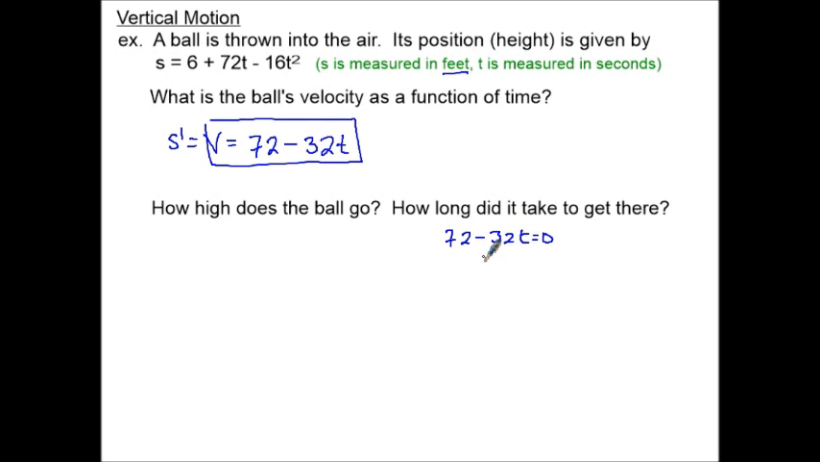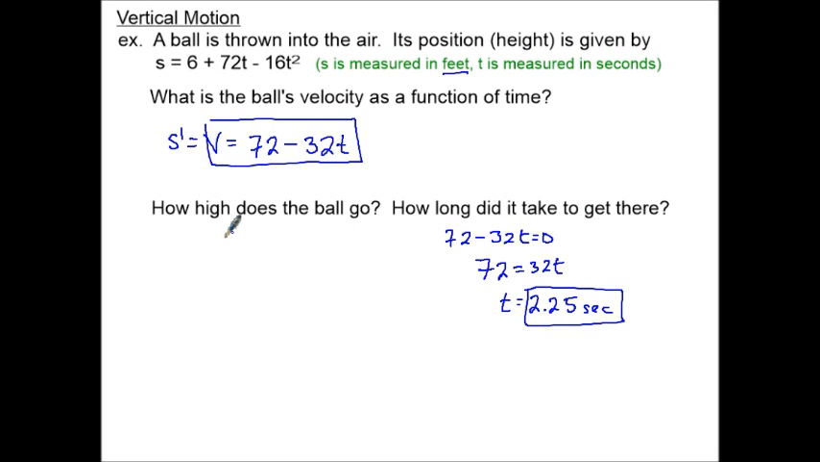So now I'm going to move the 32 to the other side and get 72 equals 32t, and a quick little division gives me t is 2.25 seconds. Alright, so 2.25 seconds, it gets to the top of its flight.